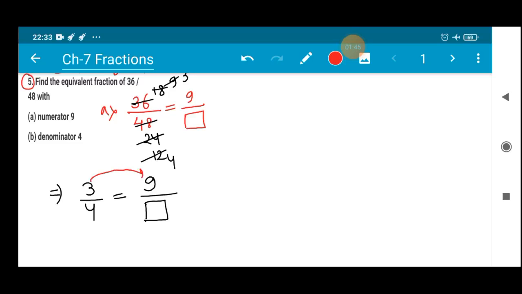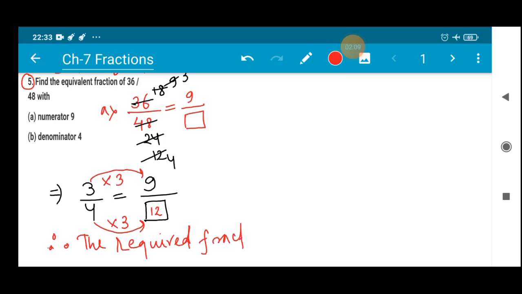Now you know that in order to reach from 3 to 9 you have to multiply by 3, right? So in the denominator, of course, you also have to multiply by 3. This is our hint which we follow regularly, so 4 3s will be 12. Therefore the required fraction is 9 by 12. They asked us to make an equivalent fraction where the numerator is 9. Our numerator is 9, but the denominator was not known to us, which we have now found.